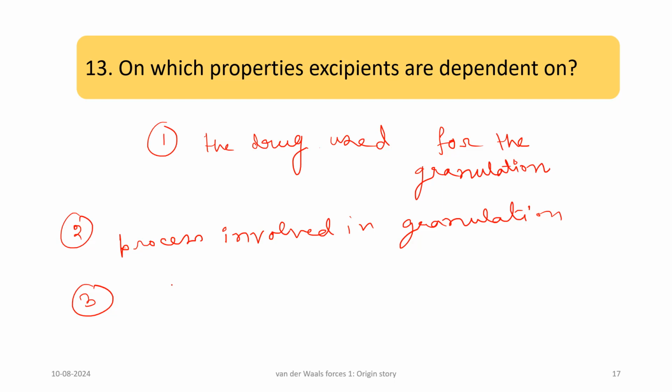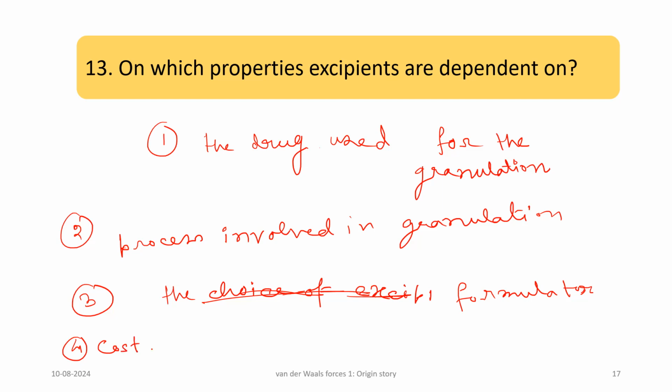Third one, the choice of excipients. Third one is the formulator. And fourth one is obviously the cost of the excipients. So these are some of the properties on which excipients are dependent.